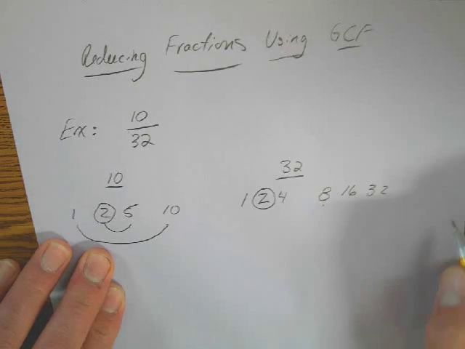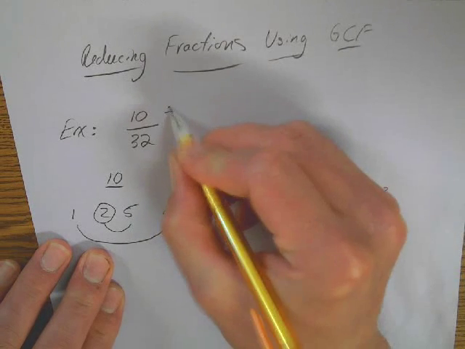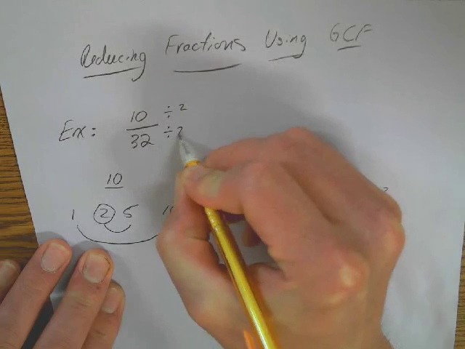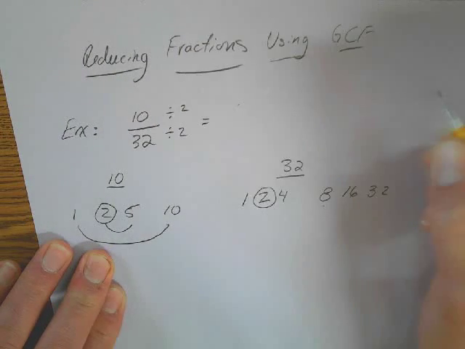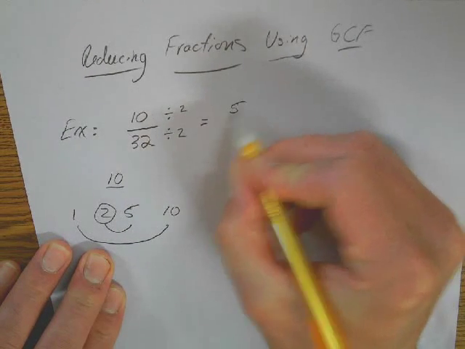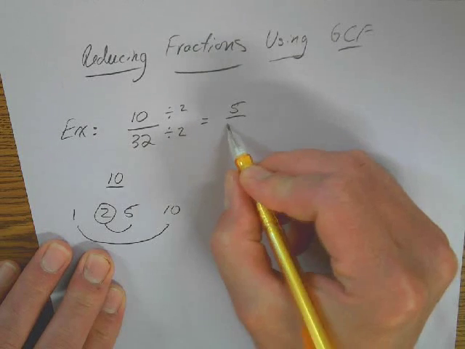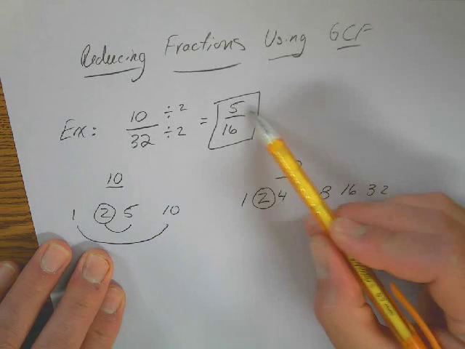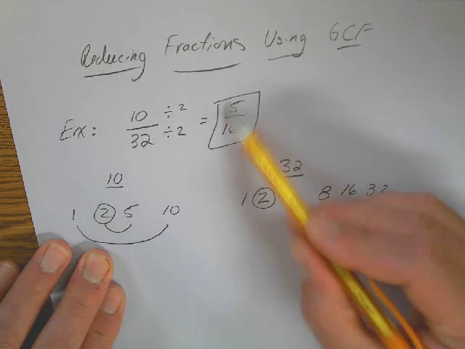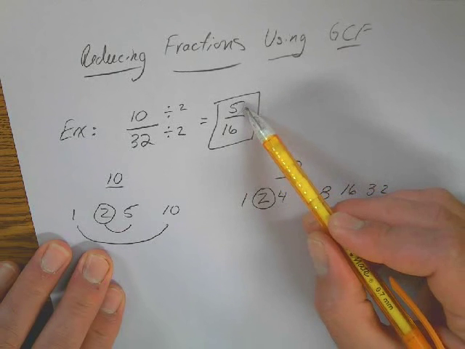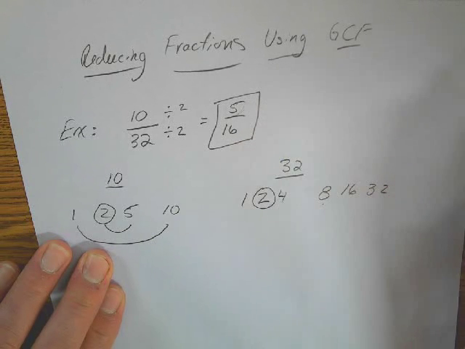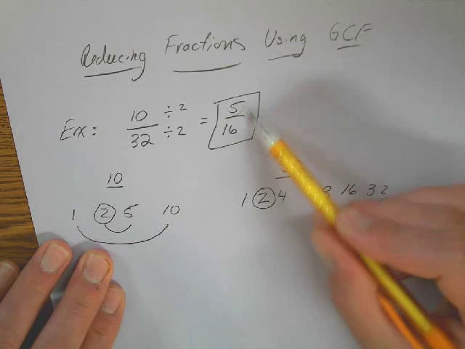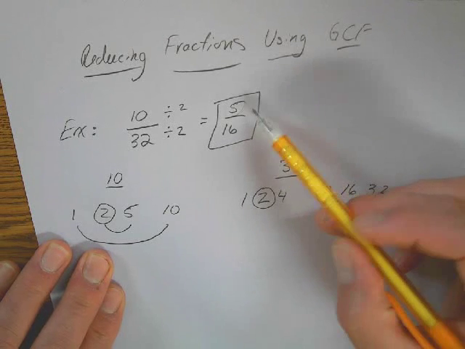Now to reduce my fraction, we just divide the top and the bottom by 2. So 10 divided by 2 is 5. 32 divided by 2 is 16. And that is our lowest terms fraction. You can always double check. You want to make sure that there's nothing that can divide the top number and the bottom number evenly. So if this were 5/15, for instance, we could divide that one more time because 5 and 15 have a 5 in common. Let's do one more example.